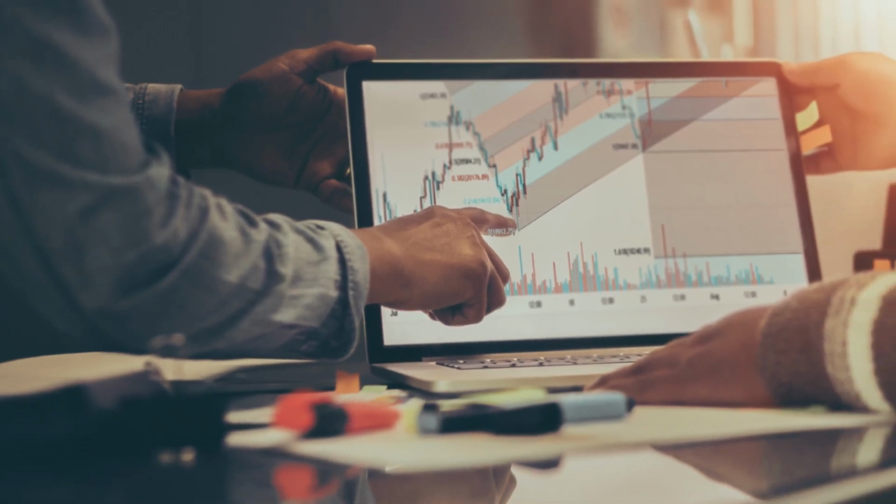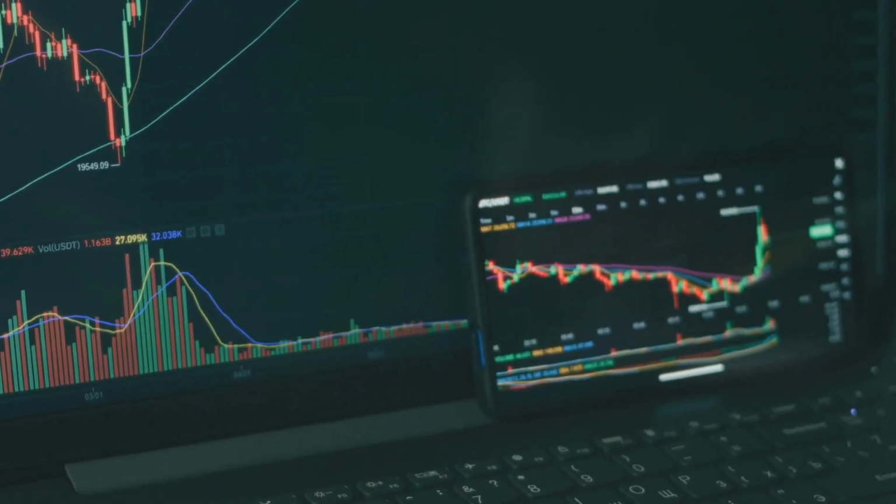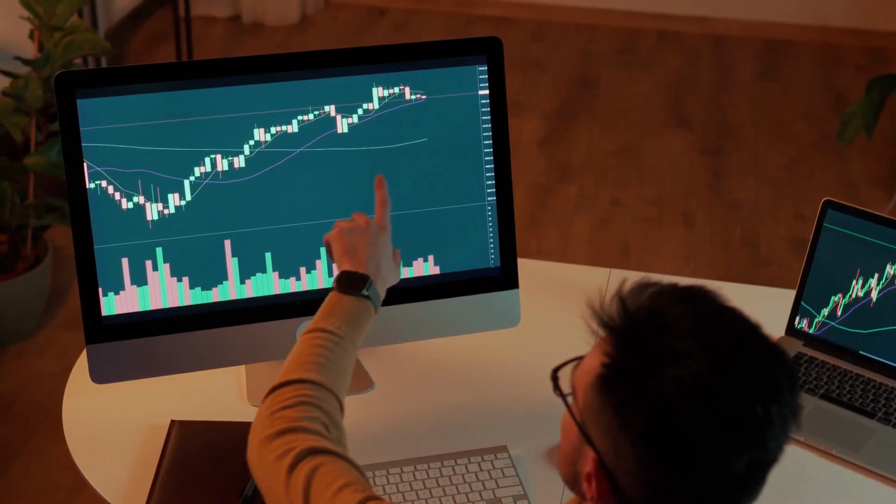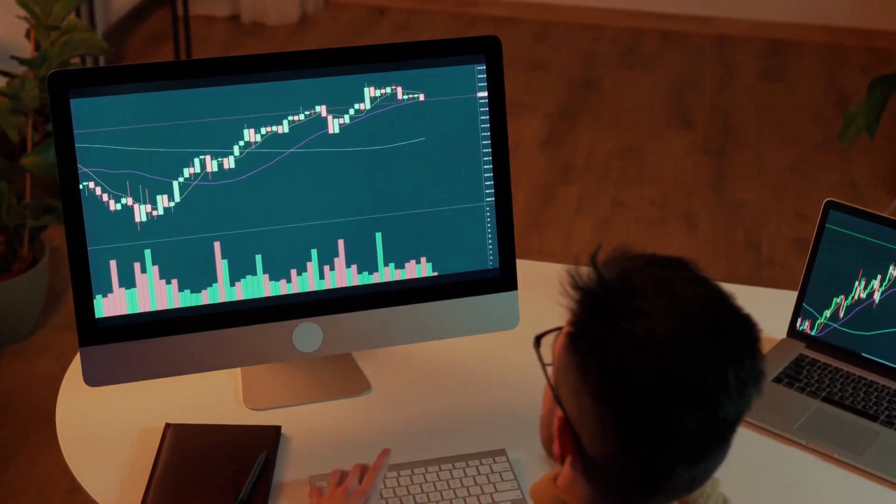In the world of investing, risk and reward go hand in hand. But how do you measure it? Enter the Sharpe Ratio. When it comes to investing, understanding risk is crucial.